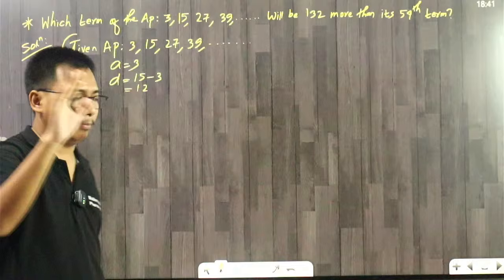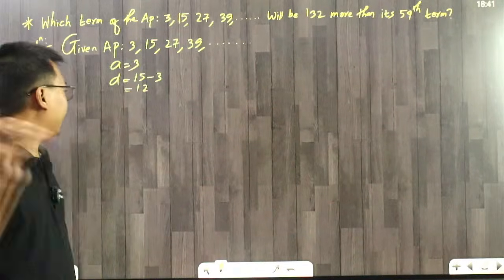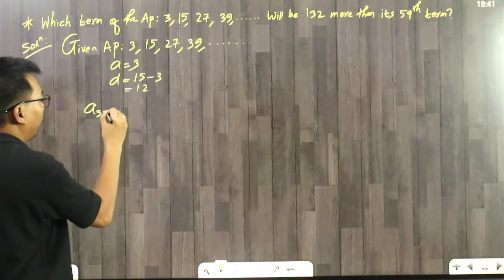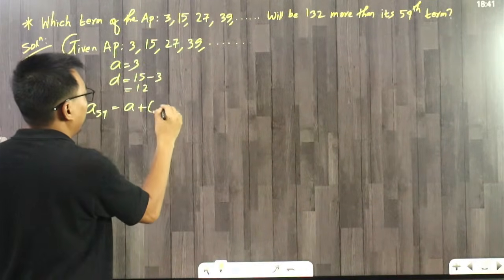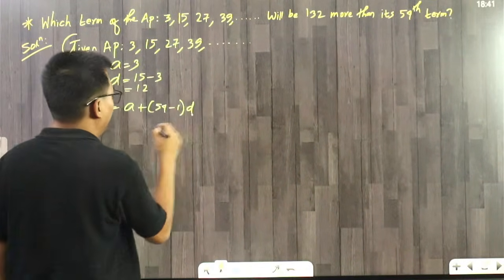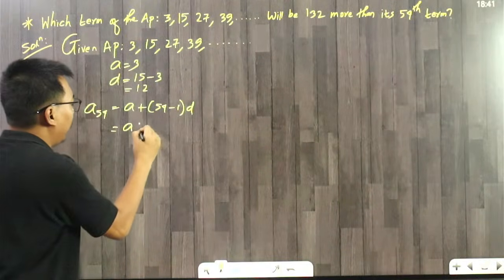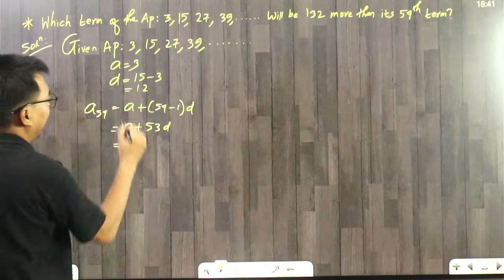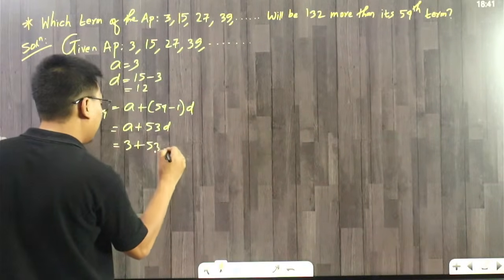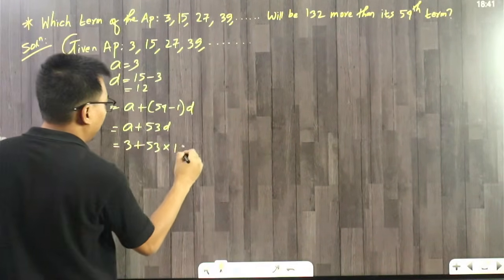Since we have the value of A and D, we can do it easily. How do we find A54? A plus 54 minus 1 into D. So A plus 53D. How much is A? 3 plus 53 into D, which is 53 into 12.